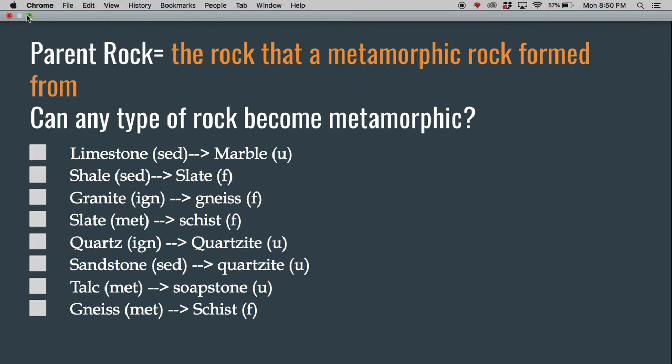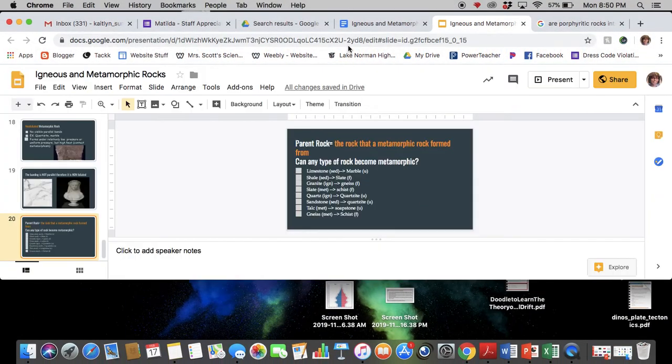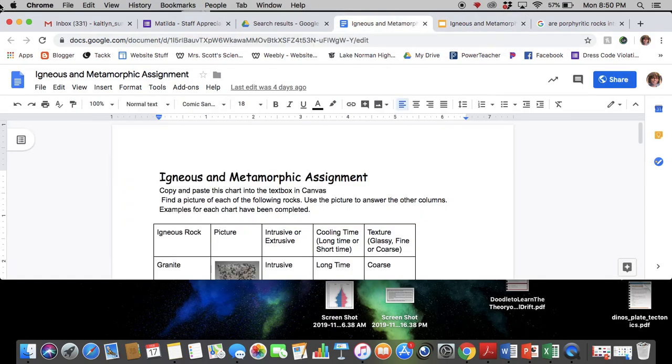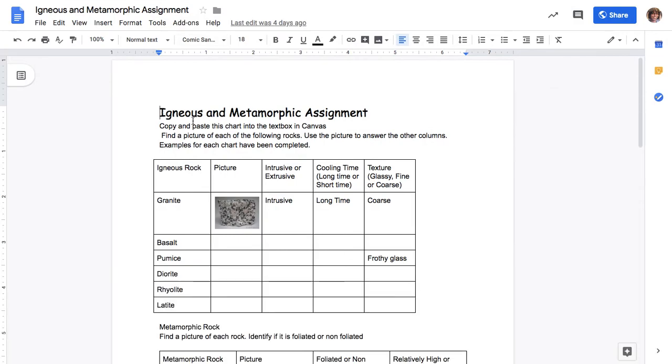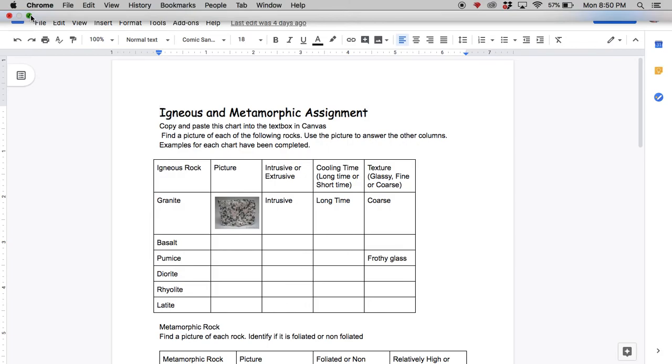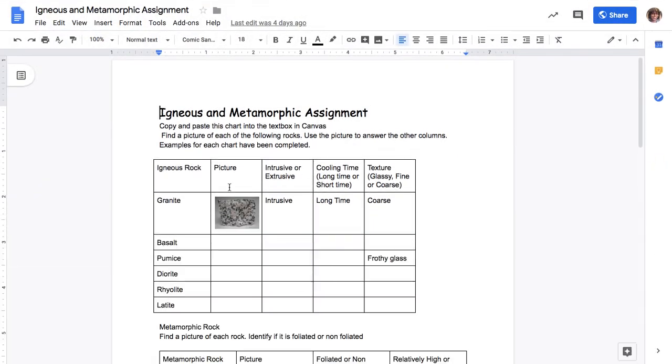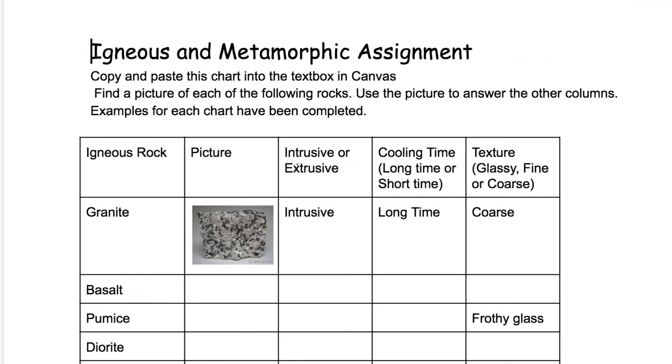So, what you're going to do with this information is go to Canvas. Read over this information again. Kind of let it marinate in your brain. Your assignment is this. It's going to be in the Canvas. You're going to copy and paste these charts into a text box. Basically, I'm having you look at pictures of the rocks and then using that to complete the other columns.